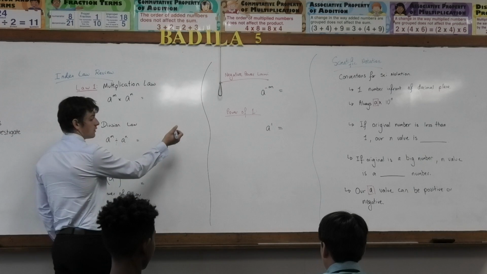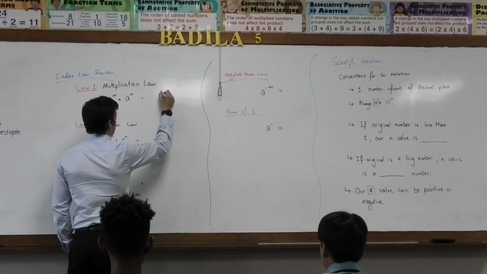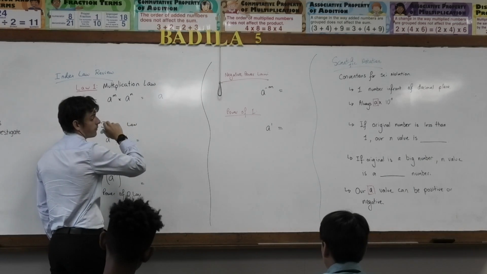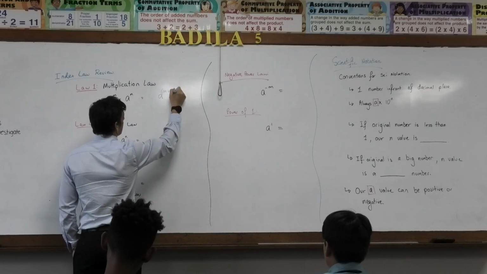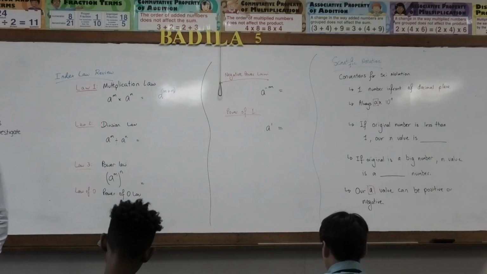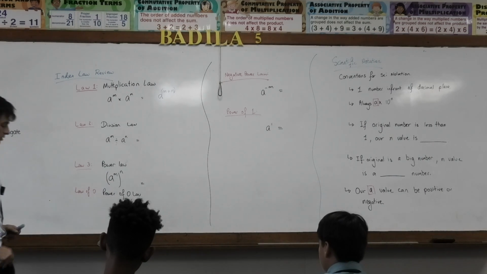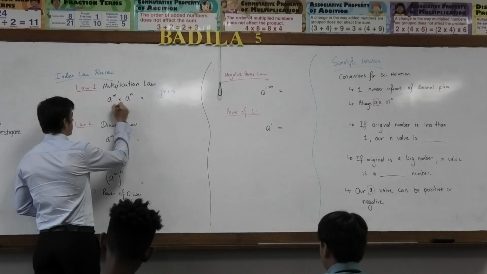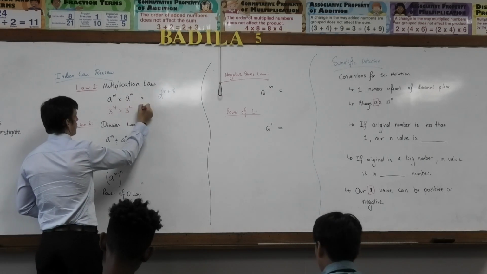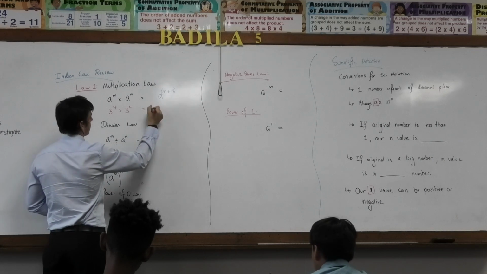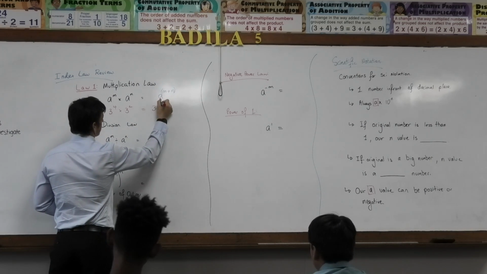A stays the same. A to the power of m plus n in brackets. So that's our law of multiplication. I like to put an example with these. I'll just give you one example. So if that was, say, 3 to the power of 4 times 3 to the power of 2, that would become 3 to the power of 6.